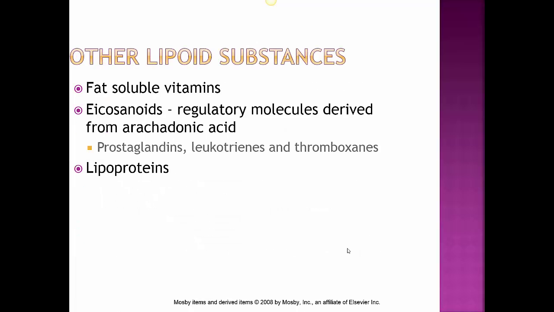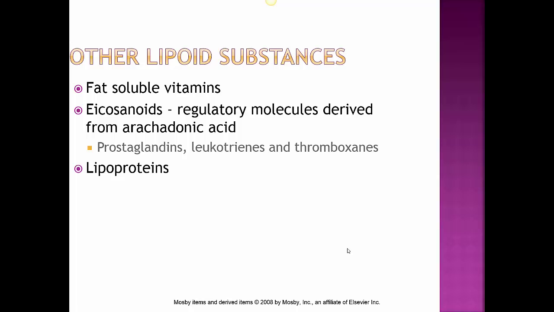Other lipoid substances are going to be, of course, the fat-soluble vitamins we talked about. We do have a special group of things called lipoproteins, which are half lipids and half proteins. The body uses a lot of these for chemical messengers. They also use them in the cell membranes as rafts for a lot of signaling between cells.